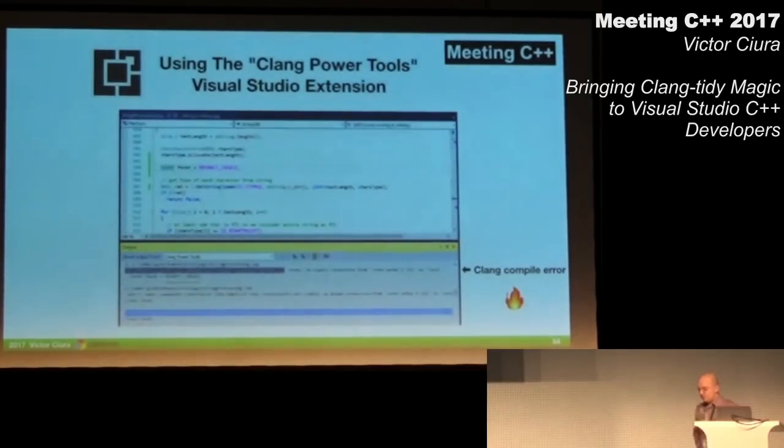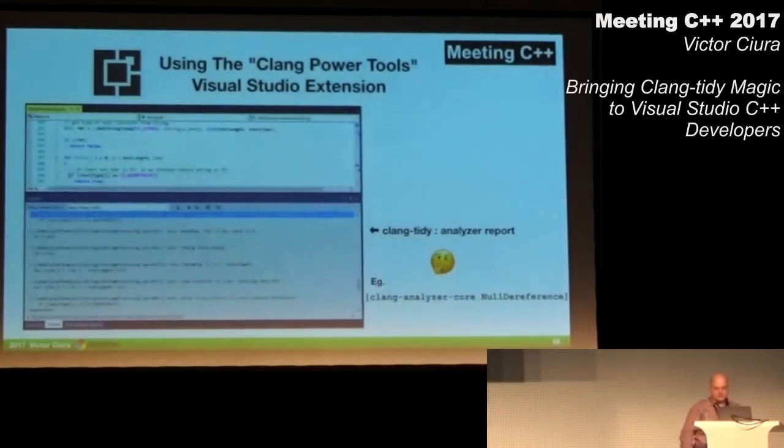And Clang compilation errors and warnings are in the place you would expect in Visual Studio, the error panel and the output window, as well as clang-tidy analyzer reports. For example, here we have a null dereference report in a source file with all the details right in place.